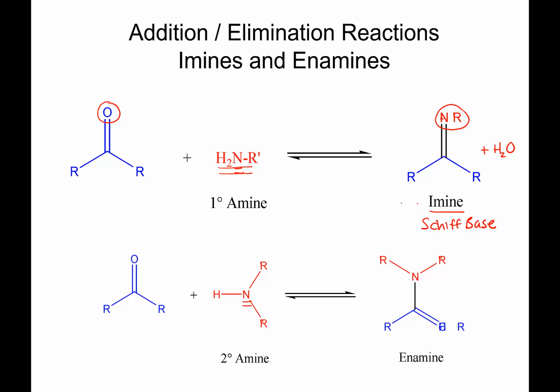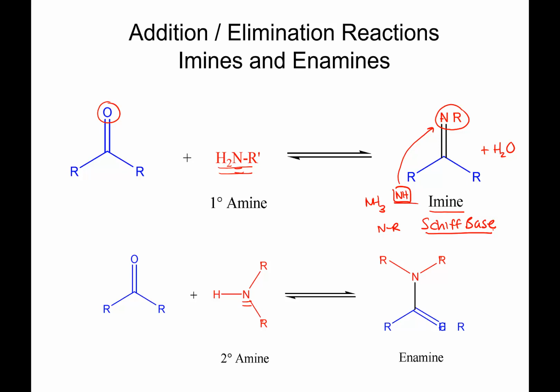Technically, an imine is when you add ammonia so that you form an NH, and the carbon is double bonded to an NH. If the nitrogen has an R group on it, then technically that's a Schiff base, although most people use these terms interchangeably. So we'll talk about the mechanism for that in a moment.